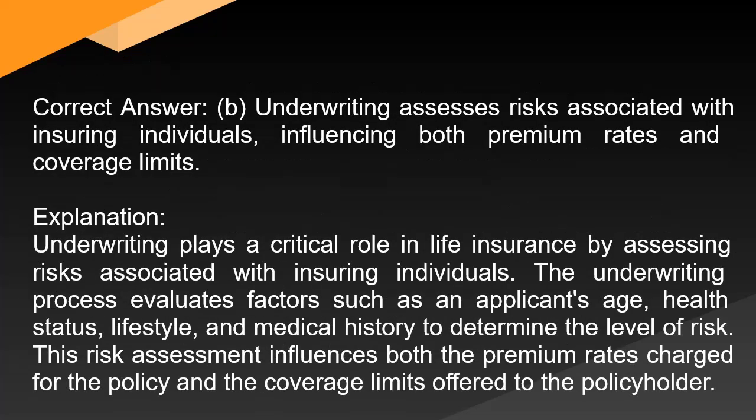Correct answer. B. Underwriting assesses risks associated with insuring individuals, influencing both premium rates and coverage limits. Explanation. Underwriting plays a critical role in life insurance by assessing risks associated with insuring individuals. The underwriting process evaluates factors such as an applicant's age, health status, lifestyle, and medical history to determine the level of risk. This risk assessment influences both the premium rates charged for the policy and the coverage limits offered to the policyholder.